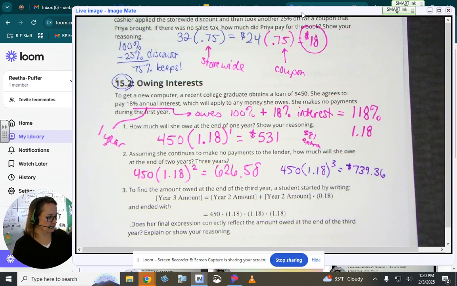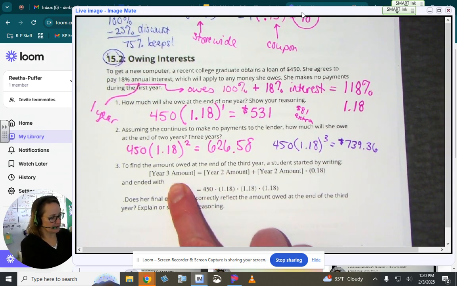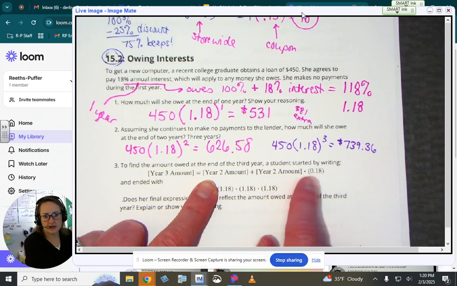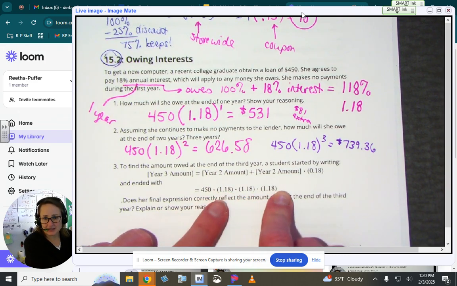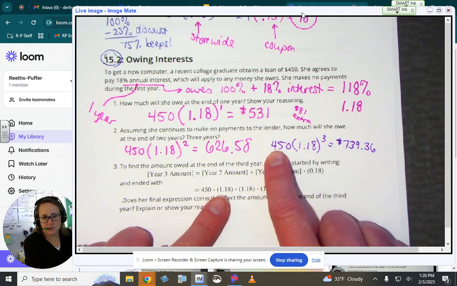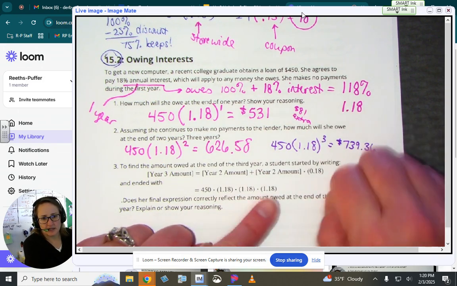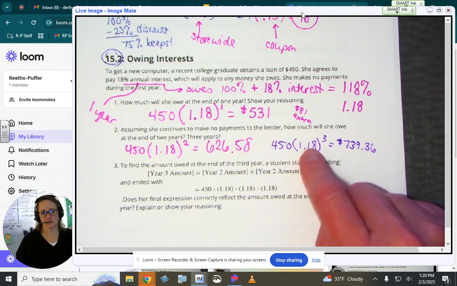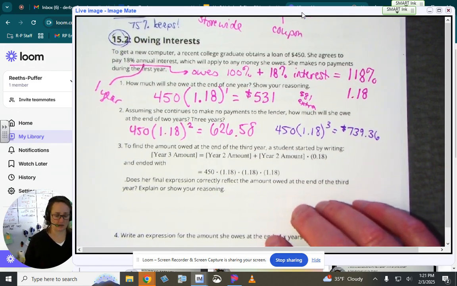Okay. So they then explain it here in step 3 to find the amount owed at the end of the 3rd year. Somebody said, well, hey, the year 3 amount is the year 2 amount plus that amount times 1.18, and ended up with this kind of thing over and over again, which is exactly what we did. The year 3 amount is $450 times 1.18 for the first year, times 1.18 for the 2nd year, times 1.18 for the 3rd year. We multiplied that 3 times over, so this is a shorter way to write it. Does our final expression correctly reflect the amount owed at the end of the 3rd year?